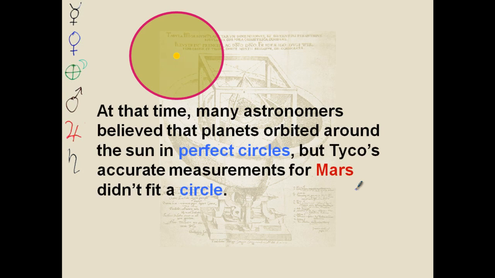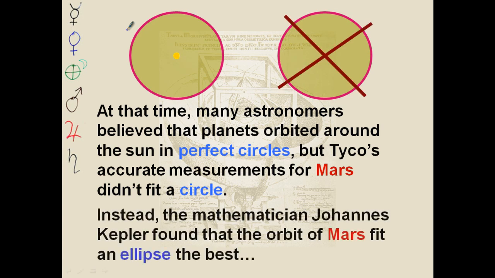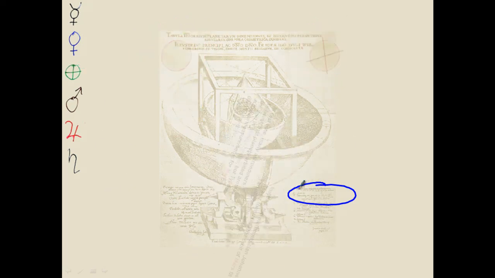So at that time, many astronomers believed that the planets orbit around the sun in perfect circles. But Tycho's measurements for Mars didn't fit a circle. So everybody thought it just went around in a perfect circle, but the measurements were slightly off. Didn't predict where they should be using the math very well. So no circles. We don't like circles. And so instead, the mathematician Kepler found that the orbit of Mars fits an ellipse the best. An ellipse, a squashed circle kind of looking thing.